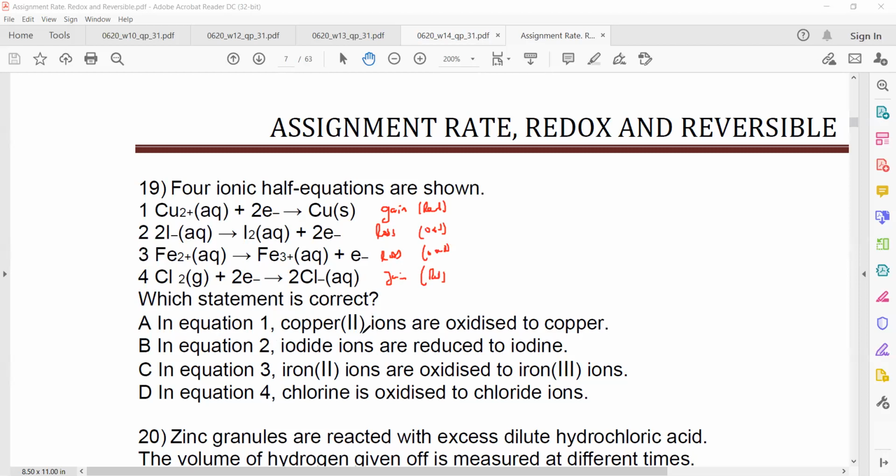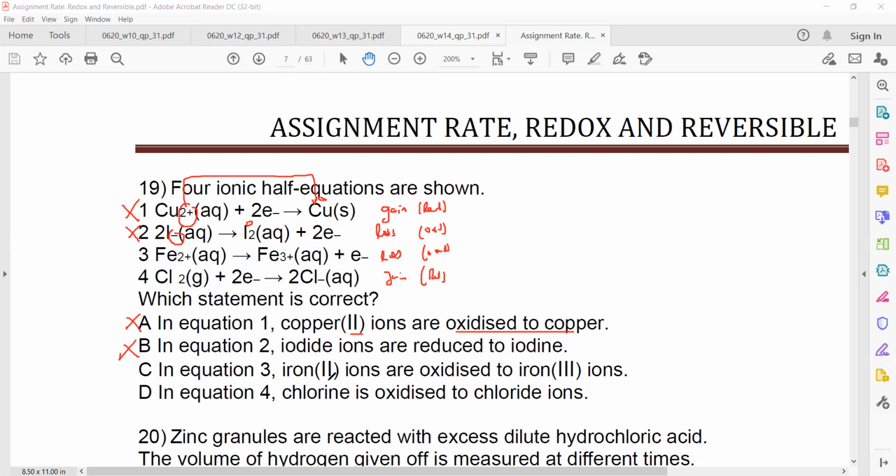So in equation 1 the copper ions are oxidized to copper. No, copper ions are not oxidized, they're reduced to copper because copper 2 becomes copper, so it is a gain of electron. Or you can check the charge, plus 2 becomes 0, so it is a reduction. In equation 2 iodide ions are reduced, no, they're not reduced, they're oxidized because they lost electrons. And you can understand from the charge, minus 1 becomes 0, so it is an increase in oxidation number.